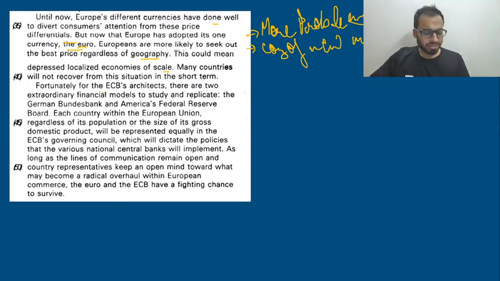Fortunately for the ECB's architects, there are two extraordinary financial models to study and replicate. Okay, there are two examples. The German Bundesbank and America's Federal Reserve Board. Each country within the European Union, regardless of its population or the size of its gross domestic product, the GDP, will be represented equally in ECB's governing council, which will dictate the policies that the various national central banks will implement. Okay.